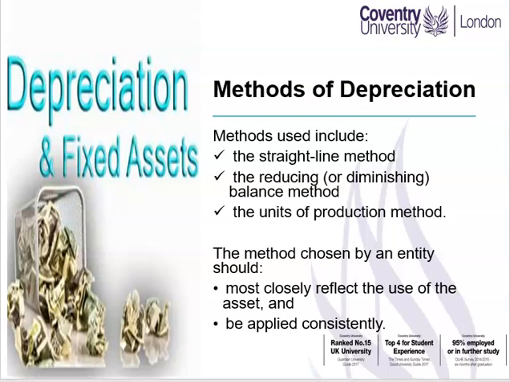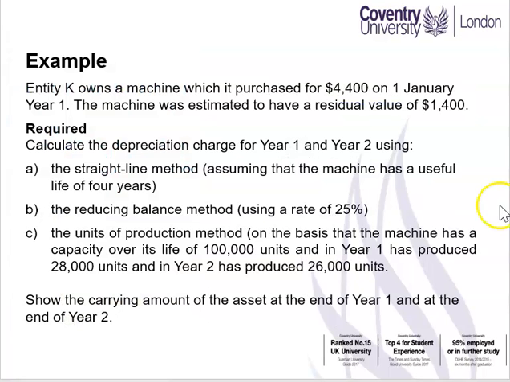If it's a machine that is based on the number of units produced by the machine, then the units of production method becomes appropriate. Finally, let's consider examples of depreciation. Entity K owns a machine which it purchased for $4,400 on 1 January year 1. The machine was estimated to have a residual value of $1,400. So that means the depreciable amount is $3,000, which is $4,400 minus $1,400.